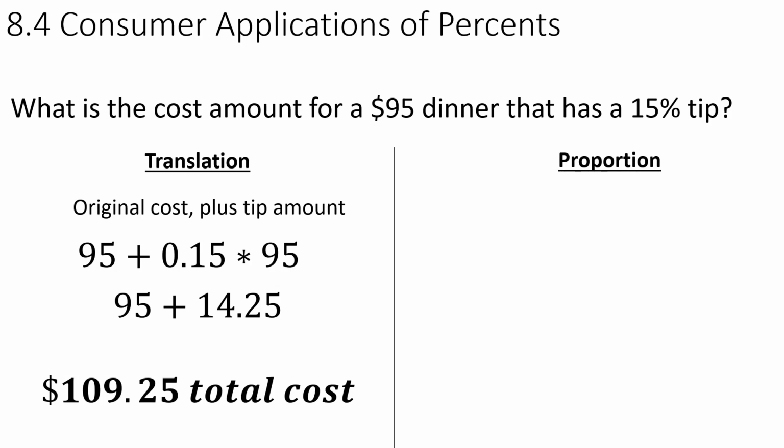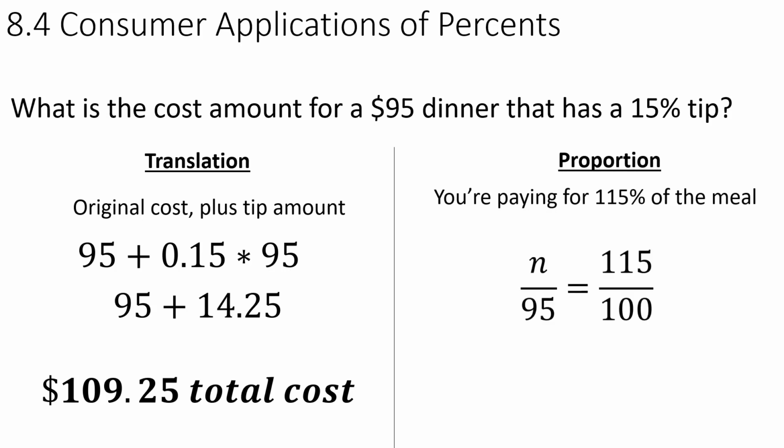Proportion. You could think of this as saying, oh, well, they're looking for the cost, the total cost. You're taking 100% of the dinner plus 15% more. So you could use a proportion. You're paying for 115% of the meal. You could set it up like that. And you could do a cross product trick, and you get $109.25 either way.